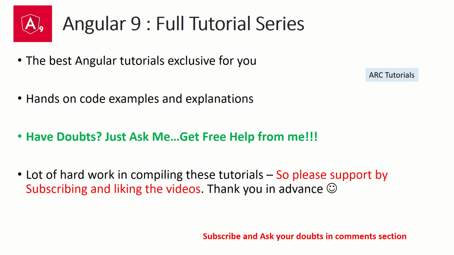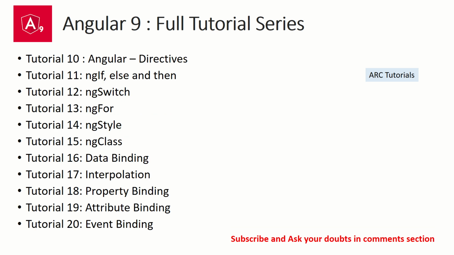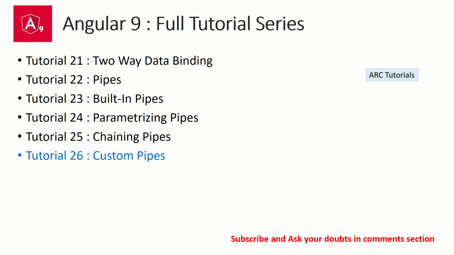So far in the Angular 9 full tutorial series, we have seen around 25 tutorials, starting from the basic Angular introduction, how to upgrade to CLI, to modules, decorators, components, directives, data binding. We have seen pipes for the last few episodes. We have learned about built-in pipes, parameterizing pipes. We have seen how to chain pipes, and today's episode is dedicated to custom pipes.